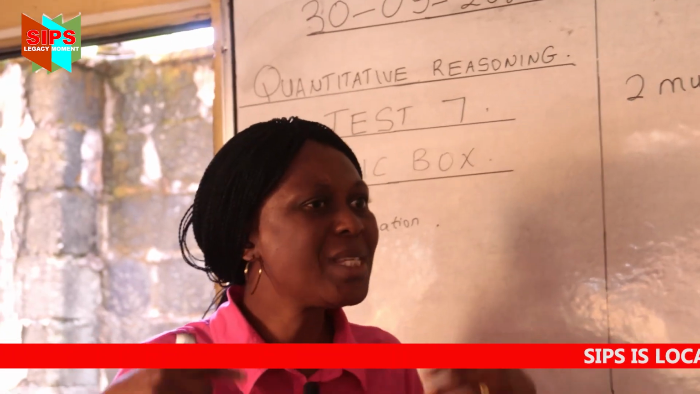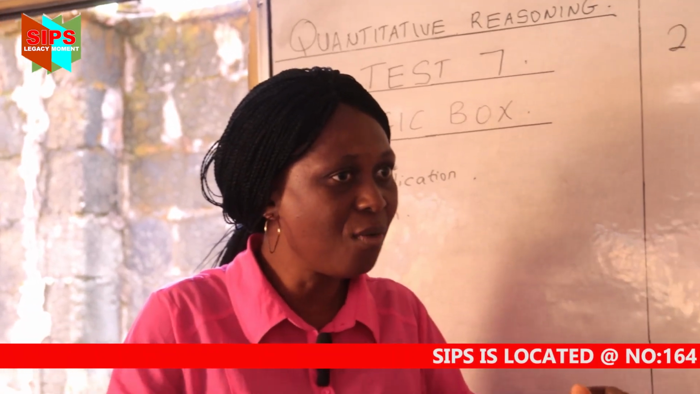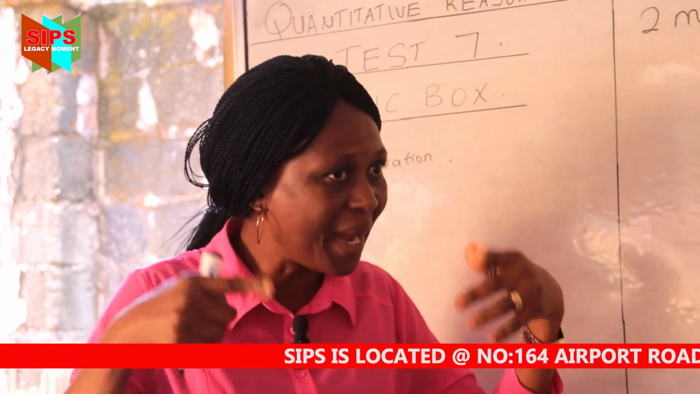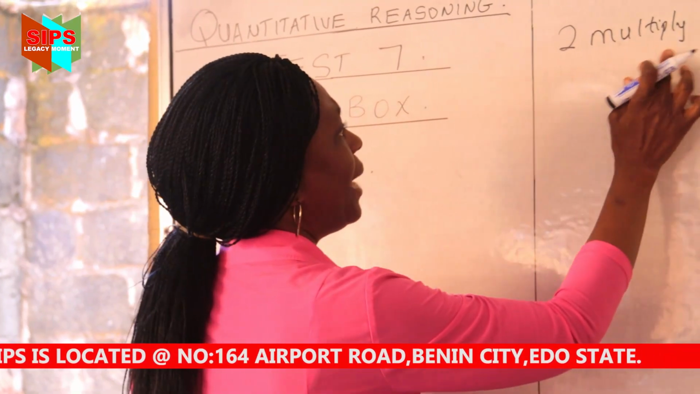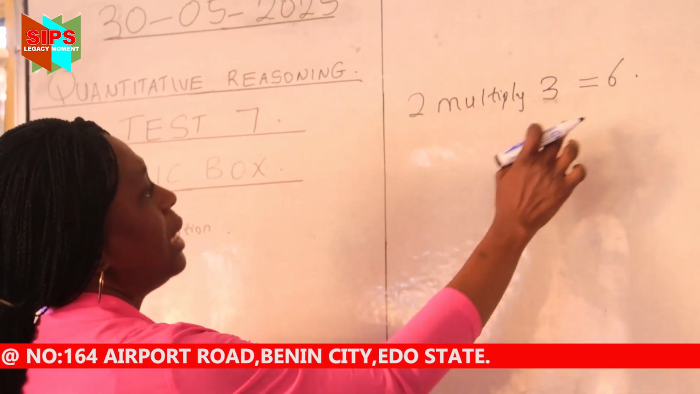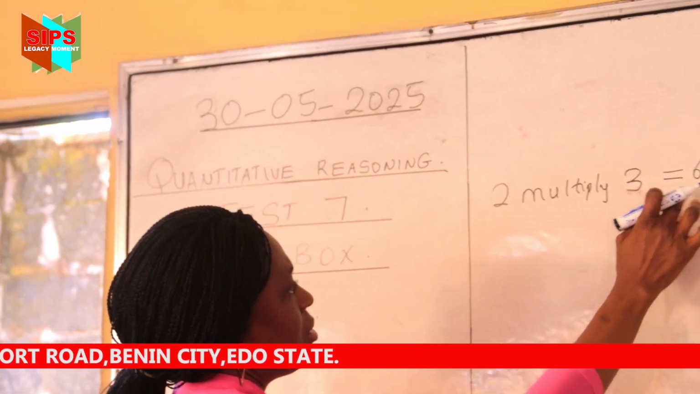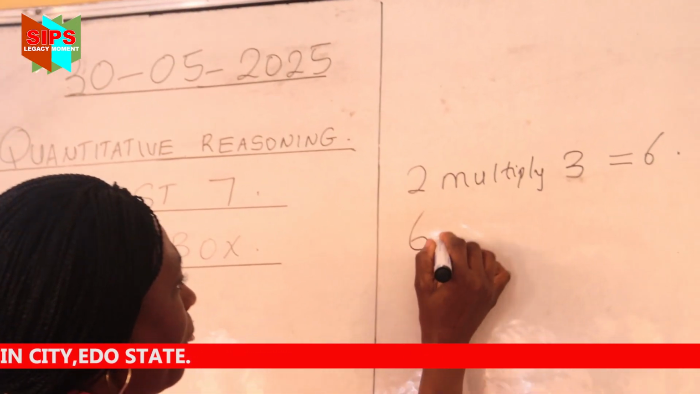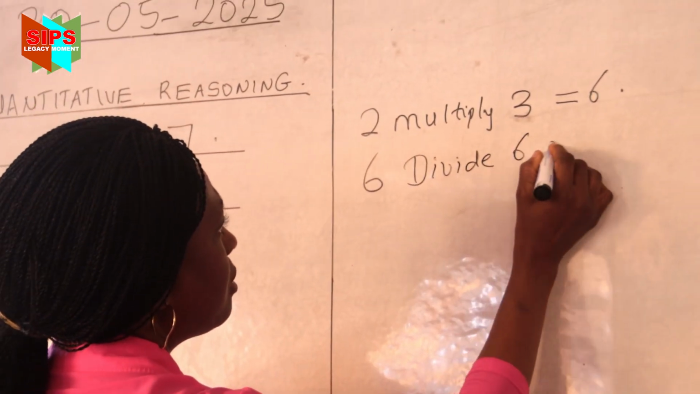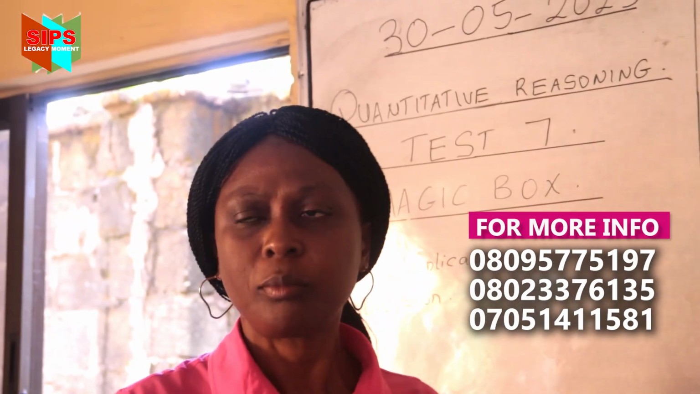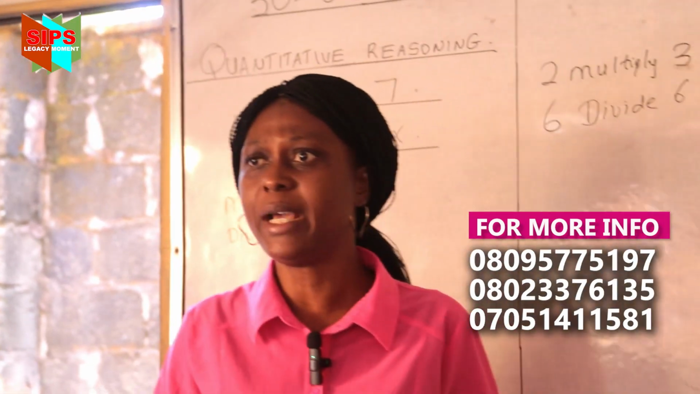So that's why quantitative reasoning guides students to think by themselves, to be able to observe. When you think by yourself, you're able to solve this quantitative. Now, since 2 multiply 3 gives us 6, we are now using this 6 to divide the 6. How do we get this 6, my dear people?